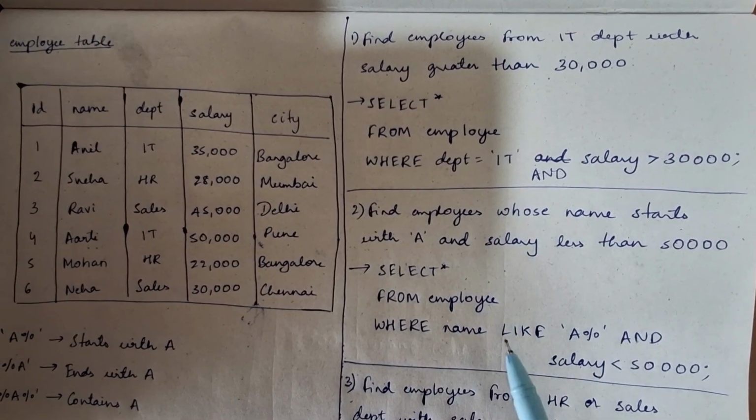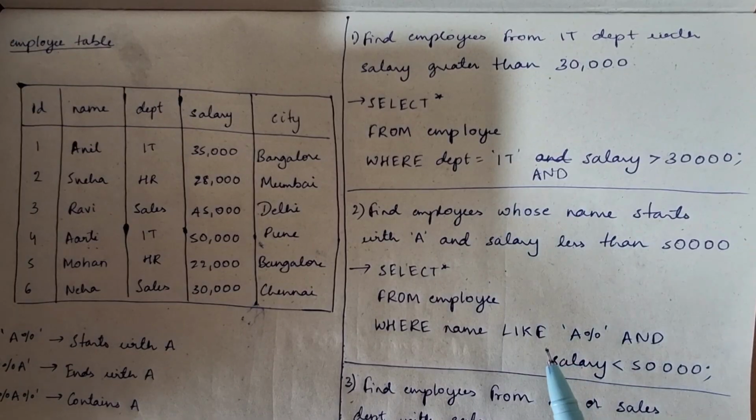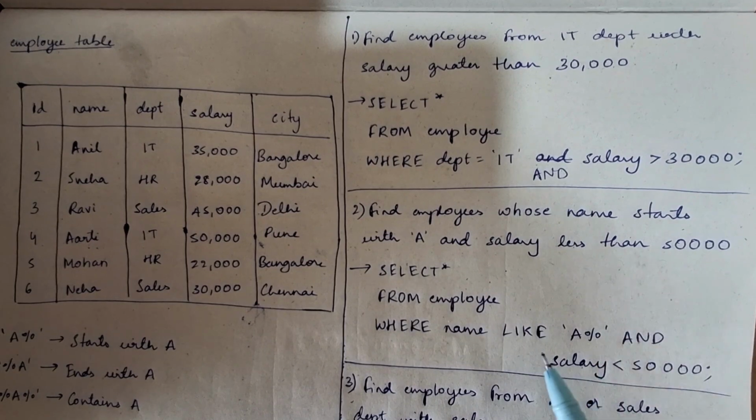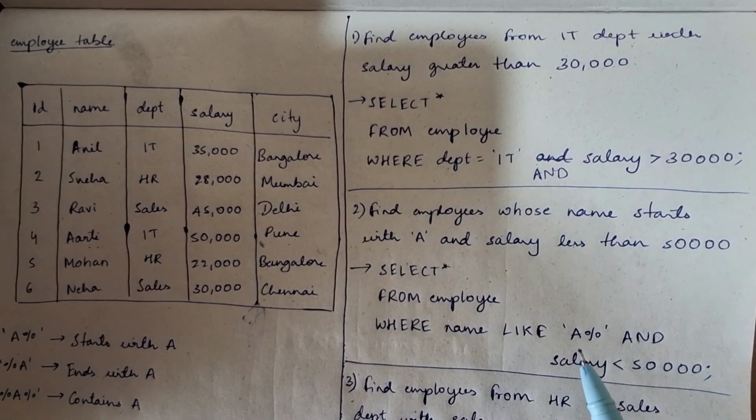Now look at the first condition, like 'A%'. Here like is used for pattern matching. A% means name should start with A. Percent means any character after A. Guys, here A% must be enclosed within single quotes because in SQL strings must be enclosed within single quotes. So this condition selects employees whose name starts with letter A.